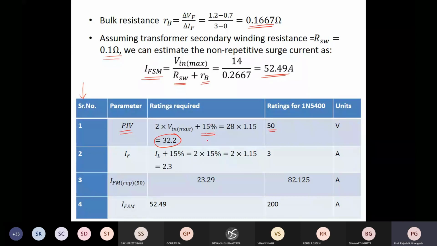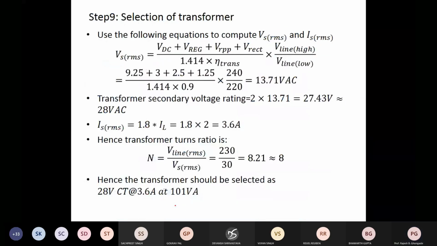Similarly, for forward current, it is rated at 3 ampere, but I calculated it to be 2.3. For repetitive surge current, it is rated at 82.125. The requirement is 23.29, so this is fine. Non-repetitive, it is 200 amperes. We got 52.49, so it is very much within the range.